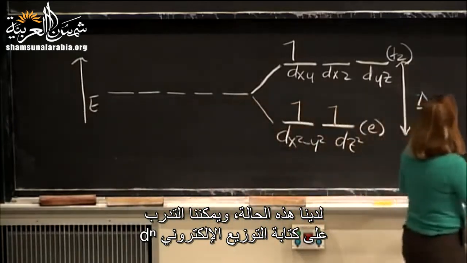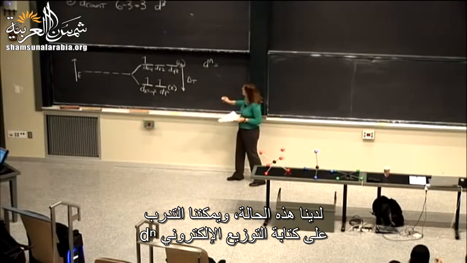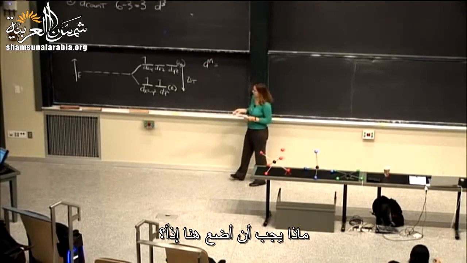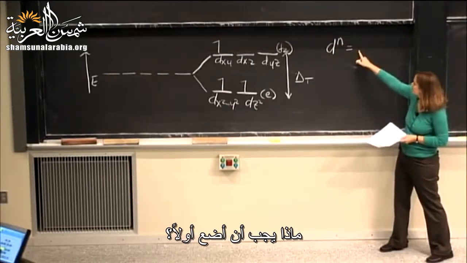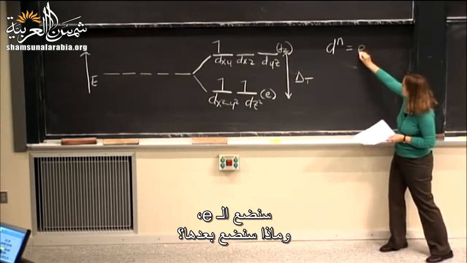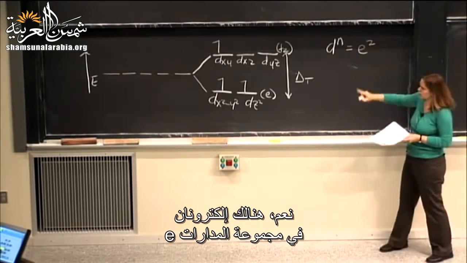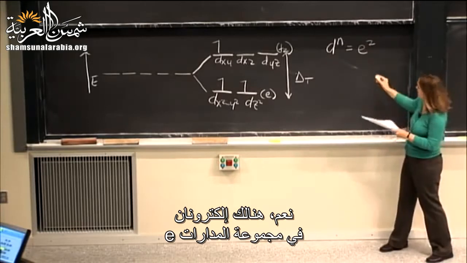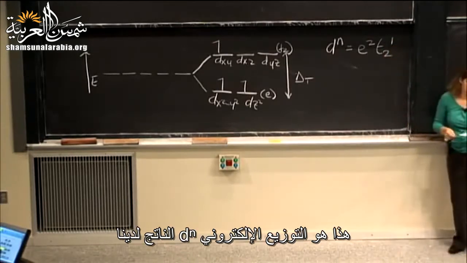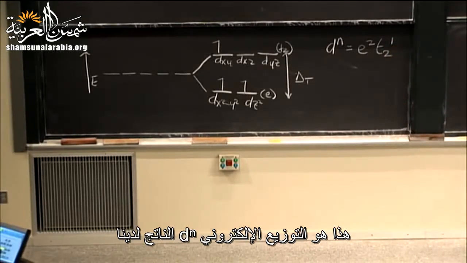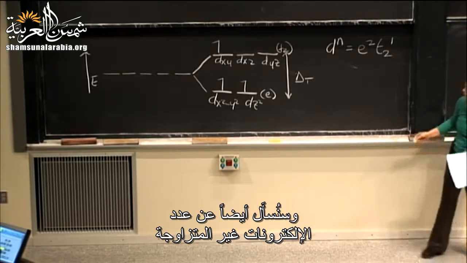Now we can practice writing our d to the n electron configuration. So what do I put here? What do I put first? So we put the E and then what? Yeah. There are 2 electrons in the E set of orbitals. And in the T2 orbitals, there's 1. So that is our d^n electron configuration. And then we're also asked how many unpaired electrons.